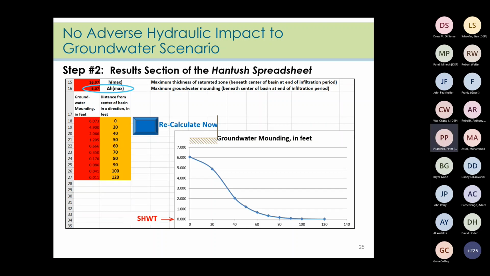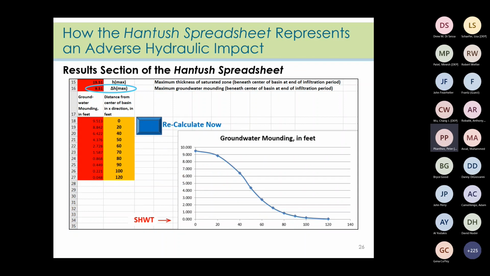Next, let's talk about when things go wrong. Meaning adverse impacts. This slide is not for the example I just presented. It is meant to show you what happens in the spreadsheet when the groundwater mounding height is too high. If you click on the dark blue Recalculate Now button and the results show delta H max and the area I have circled is larger than the distance from the seasonal high water table to the bottom of your BMP, you won't be able to tell just by looking at the graph.